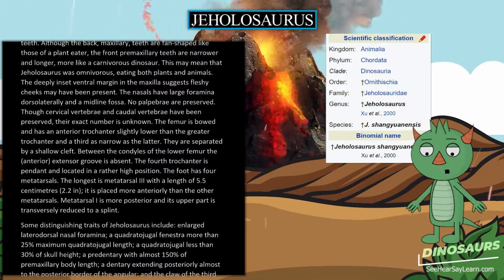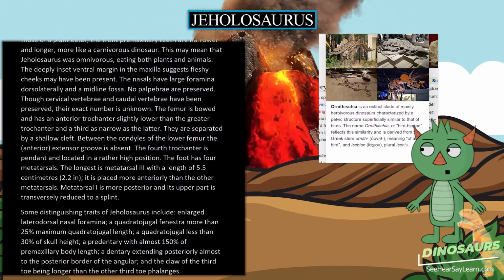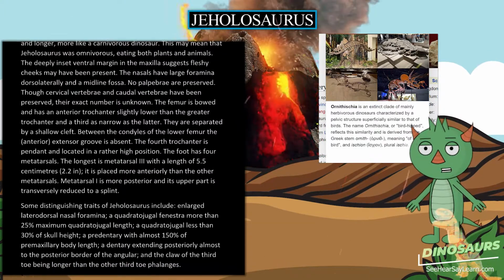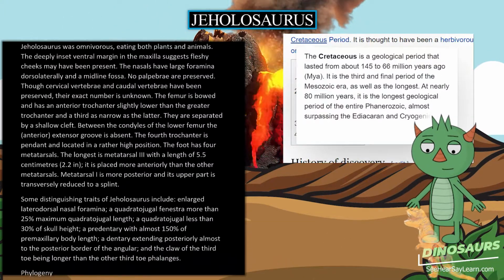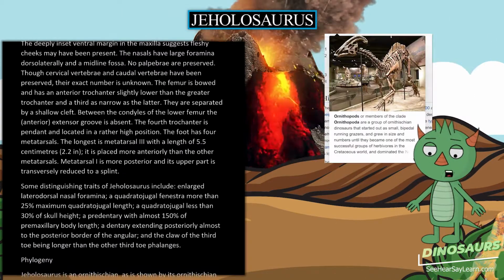The foot has 4 metatarsals. The longest is metatarsal 3 with a length of 5.5 centimeters, 2.2 in. It is placed more anteriorly than the other metatarsals. Metatarsal I is more posterior and its upper part is transversely reduced to a slant.